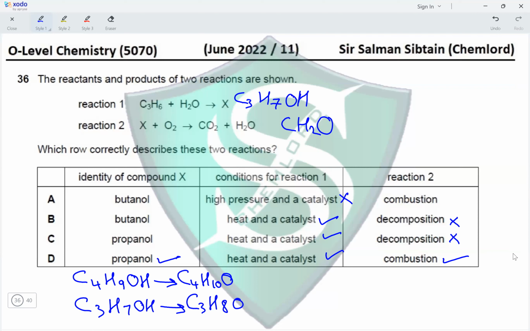So based on the empirical formula given, CH2O, we were unable to select the alcohol because butanol and propanol both had only one oxygen atom present, so their molecular formula was their empirical formula. But the conditions of each reaction gave us the identity of the alcohol. So this makes option D the correct option for this question.